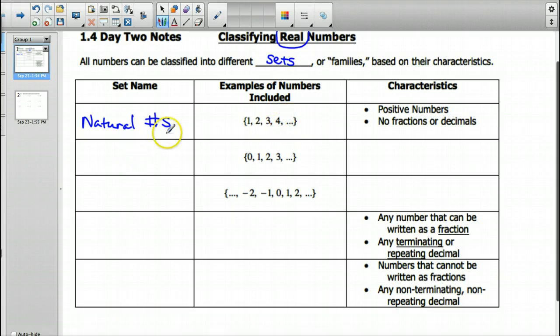We then have a set that's called the whole numbers. The whole numbers include the natural numbers. Okay, so 1, 2, 3, 4, 5, 6, on and on are all part of the whole numbers. But for the whole numbers, we add the number 0. Okay, so the characteristics of this set is it contains all of the natural numbers. And the only difference between this set and the natural numbers is that we include 0 in with the whole numbers.